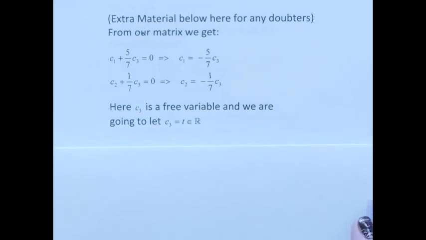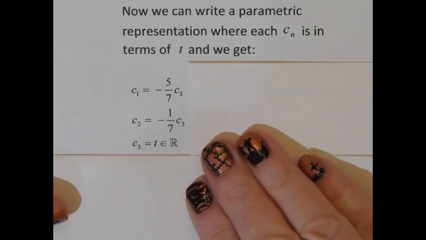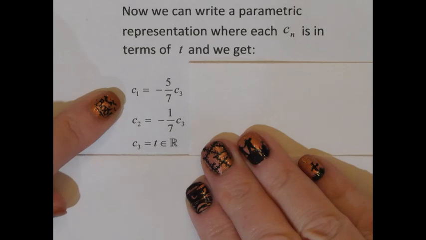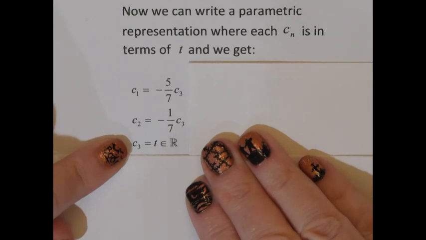What I'm going to do then is I'm going to let c sub 3 equal t, and of course t belongs to the set of real numbers. Now we can write a parametric representation where each c sub n, in other words c1, c2, etc., is in terms of t. Here's what we got from the matrix, c1, c2, and c3. And as you know, we're going to let c sub 3 equal t, which belongs to the set of real numbers.